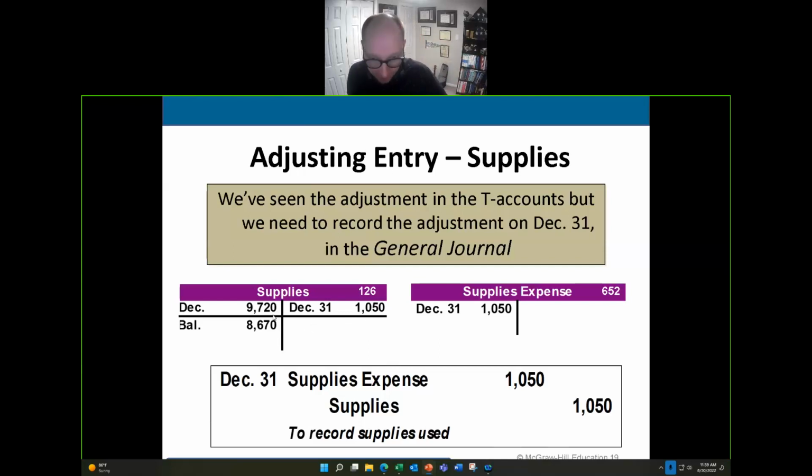And we can see the effect. And remember the accounting equation. We talked about this last week, the accounting equation. Assets equals liabilities plus equity. Assets, supplies. Supplies expense, that's an equity account. Expenses are part of equity. Well, technically, it's within net income, which is part of equity. But we see the balance.